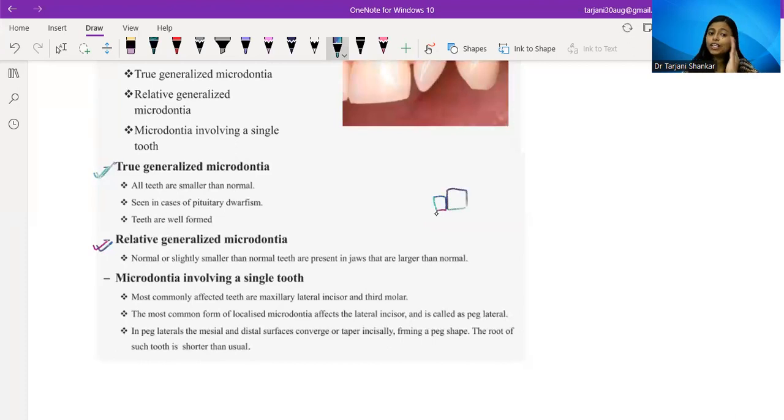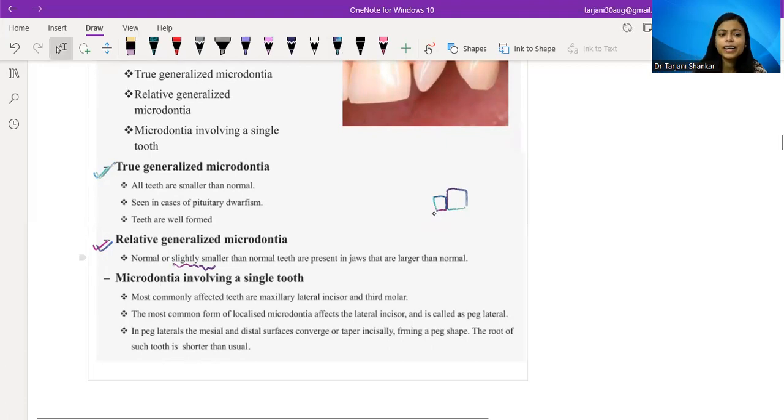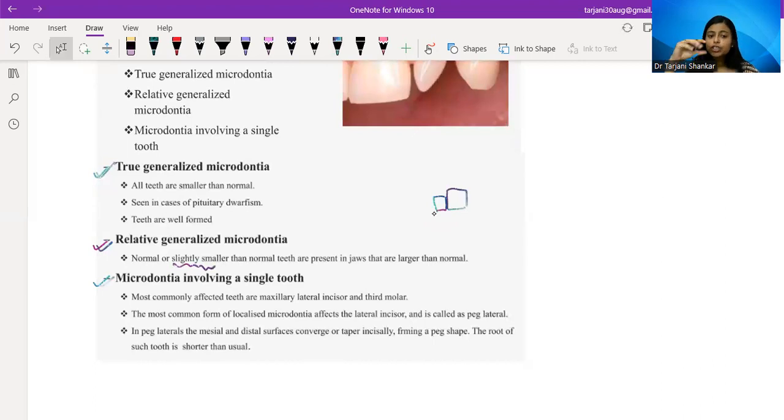So that gives an illusion, or this makes it relatively small, right? So normal or slightly smaller than normal teeth that are present in the jaws that are larger than the normal. I hope it is clear. Then finally, the last one is microdontia involving a single tooth, in which it's not generalized as in the case of true generalized microdontia. Not all the teeth, a single tooth will be smaller in size.